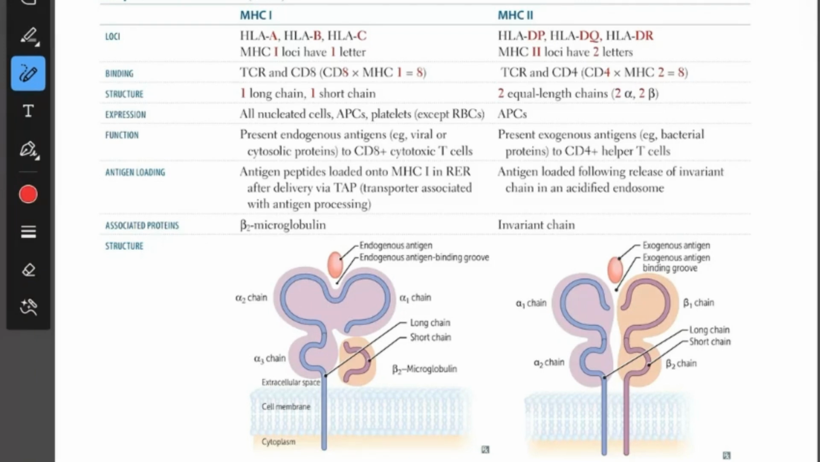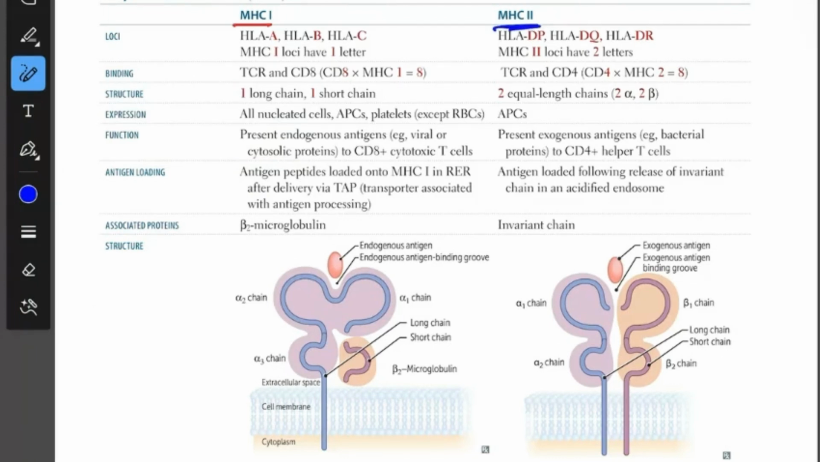How do they present the antigens to T cells? By binding to T cell receptors, right? So that's how. Besides presenting antigens to T cells, they're also involved in organ or transplant rejection. That's the other thing you should know: MHCs, besides being involved in the immune response, are involved in transplant rejection. And there are two main types of MHCs. There's the MHC I and the MHC II.